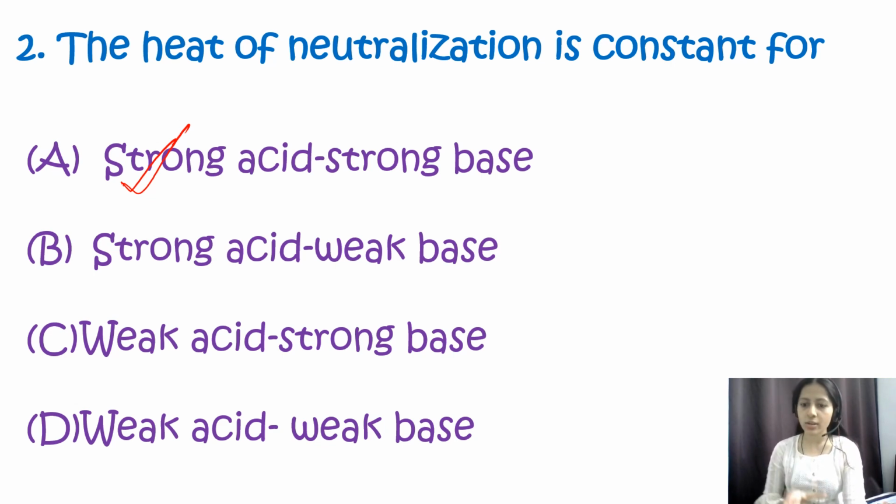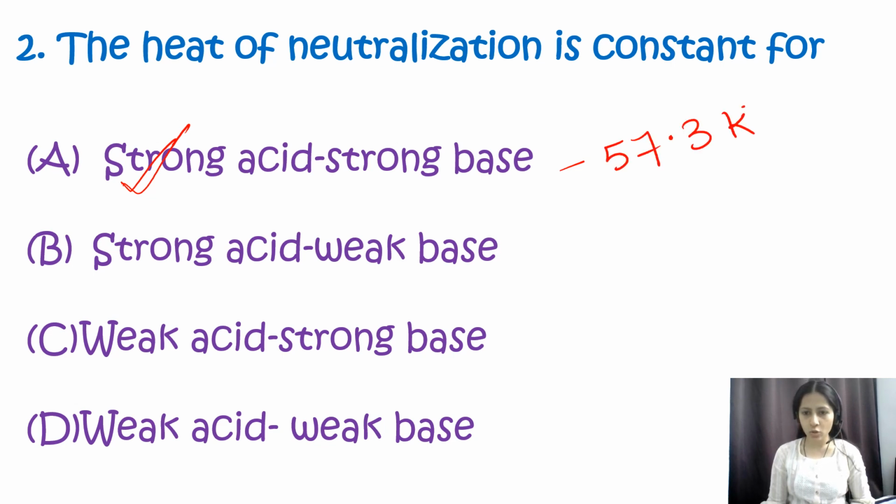When a strong acid and strong base react to give salt and water, this is also known as the heat of neutralization, and it is around minus 57.3 kilojoule per mole. I'll write it over here. It's around minus 57.3 kilojoule per mole for a strong acid, strong base reaction at standard conditions. So over here my answer option number 2, that is correct.